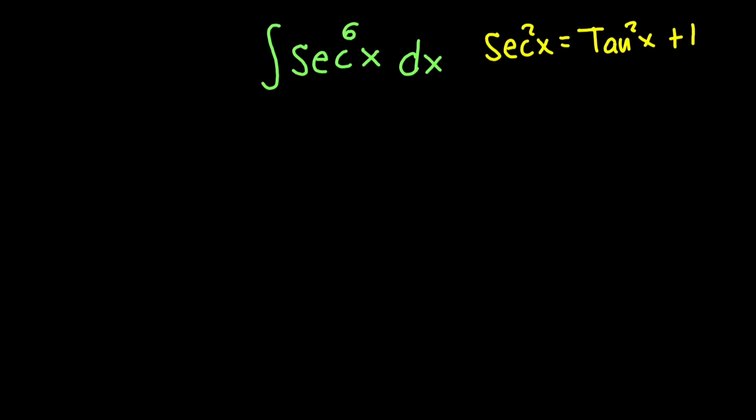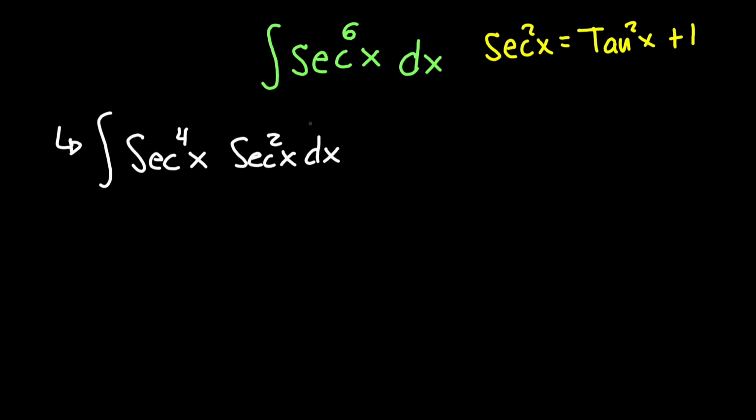Let us continue with the integral of secant to the power 6. So, as usual, factor out 1 secant squared and put it beside dx. So this would be secant to the power 4 of x, and then factor out secant squared of x dx. And so, make sure to transform the rest.